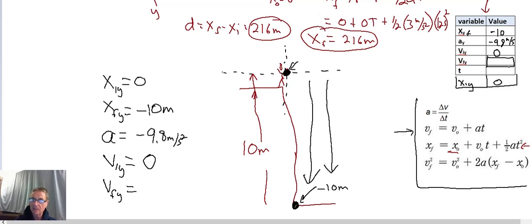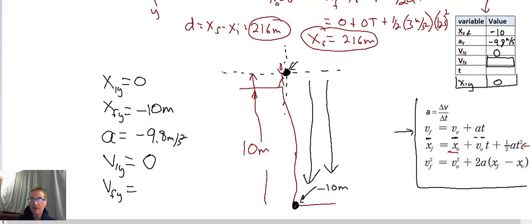All right? Final velocity is equal to initial velocity. Well, I know what that is. It's 0 plus a times t. Well, I know what the acceleration is. It's negative 9.8 meters per second squared. But I don't know the time. So that's a problem. I've got one equation, I've got two unknowns. So that's not going to help me that much.